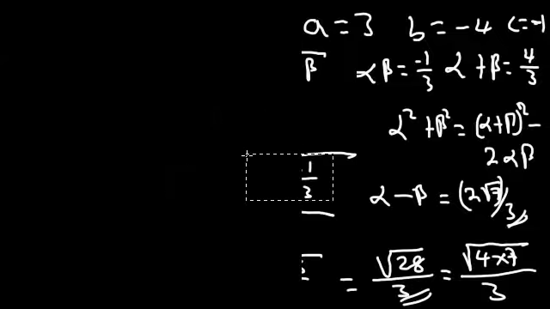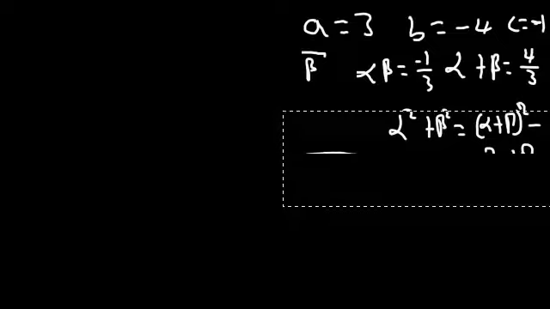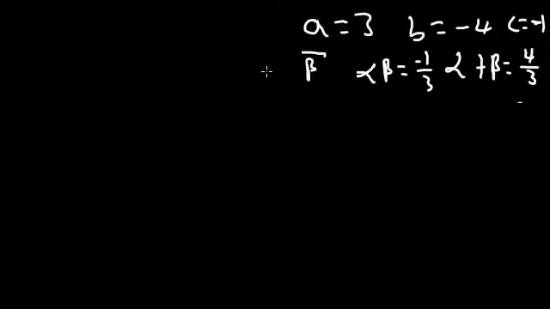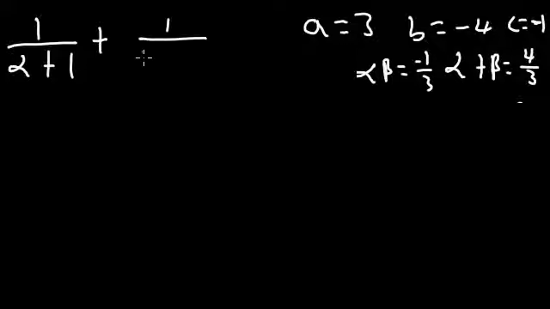However, this is your exercise. Using alpha plus beta and alpha beta, find the value of this relation: 1 over alpha plus 1, plus 1 over beta plus 1.